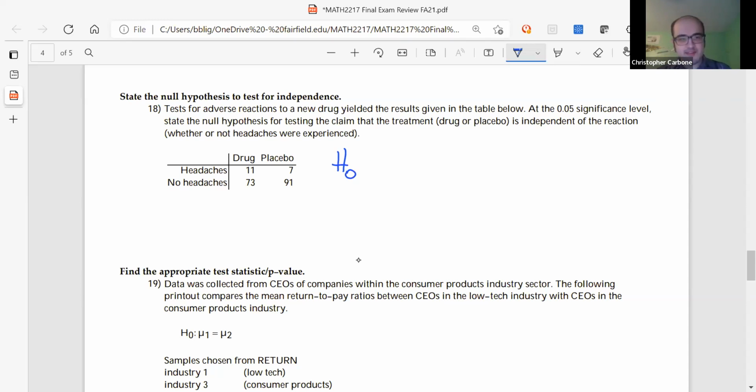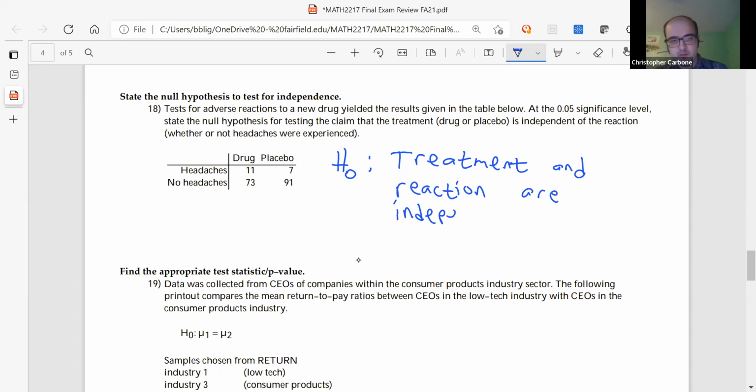So our null hypothesis is going to be that treatment, which refers to that drug or placebo, and reaction, the reaction being headache or no headache, are independent. That's all that I want for that one, just to state that null hypothesis.